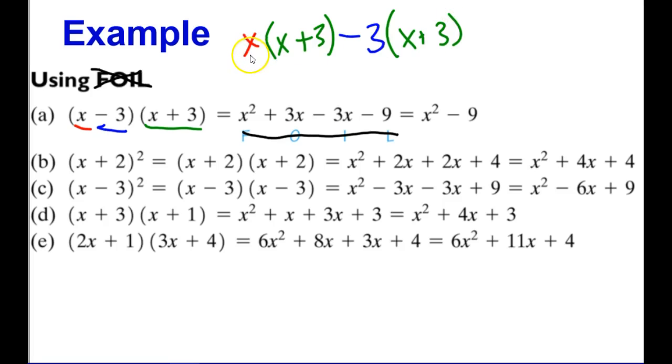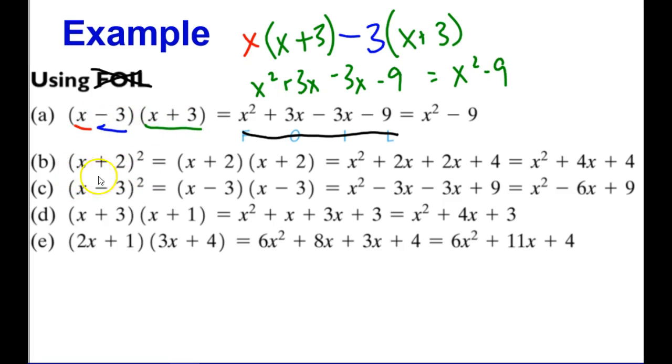So now I can simplify. So I have x times x is x squared. X times 3 is 3x. Negative 3 times x is a negative 3x. Negative 3 times 3 is negative 9. So now I can simplify this and end up with x squared minus 9. Okay, so that's kind of always what we're going to do if we have two different polynomials.